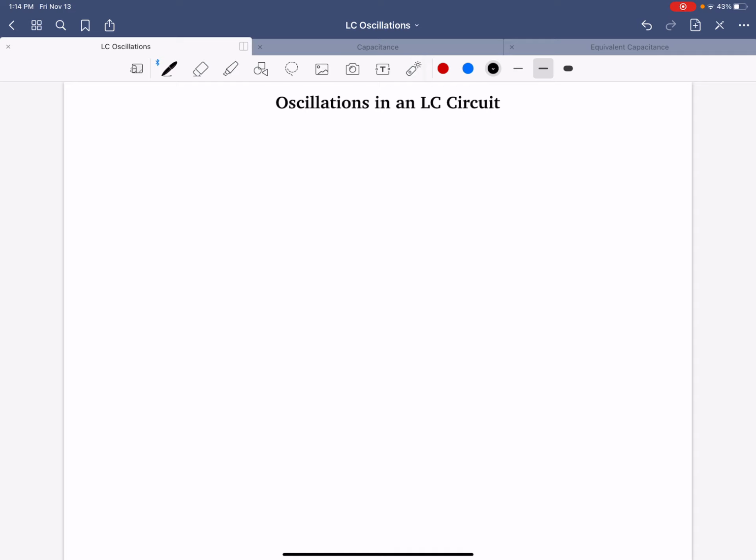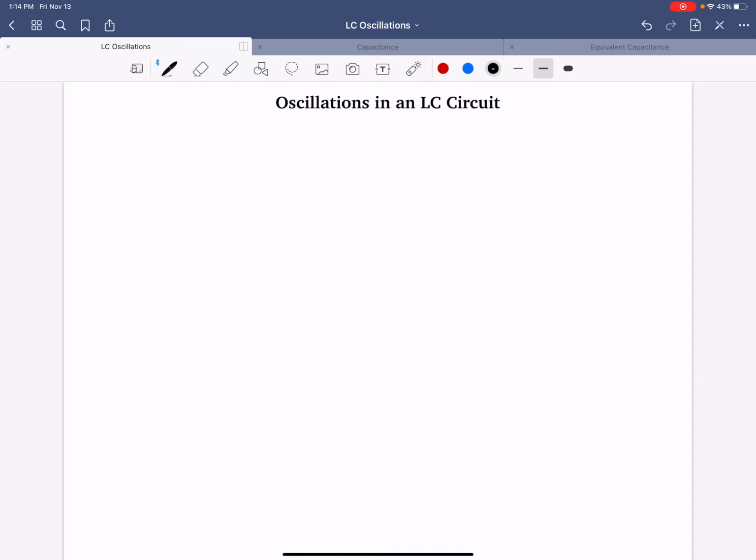So the previous one was more of a qualitative overview. This one will be more of a quantitative overview, right? We'll see what the actual mathematics are behind these LC oscillations, okay?